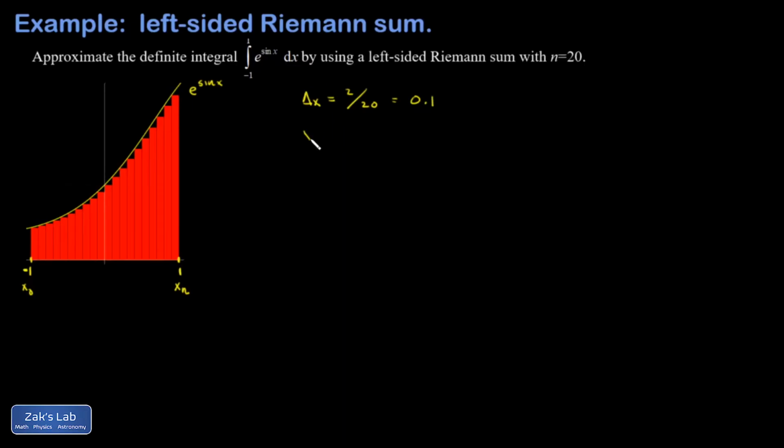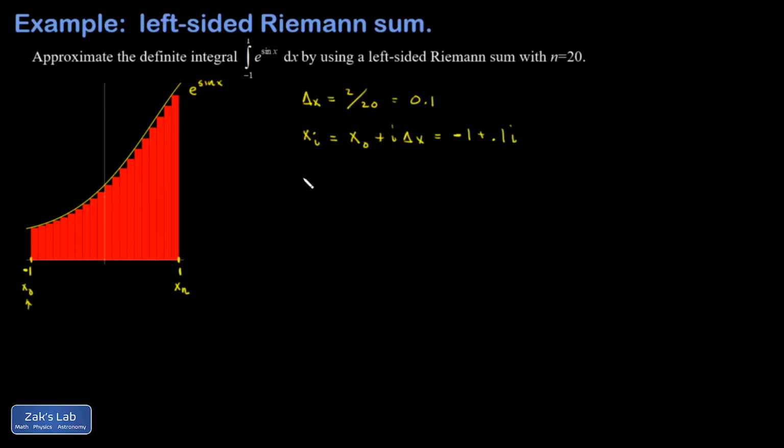I then want a general expression for the ith cut point, and that's the starting point, x0, plus i steps to the right. So my starting point is -1. My delta x is 0.1, and so I can write this down as -1 plus 0.1 i.